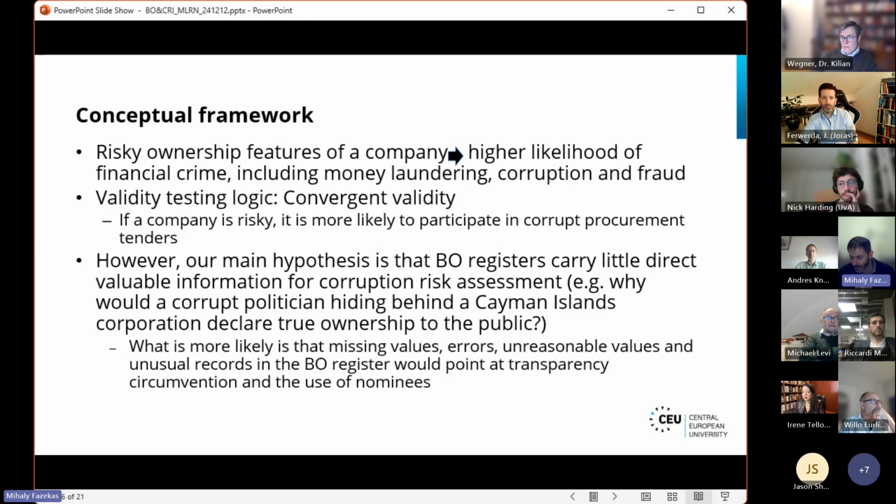So the logic we are trying to test here, or the mechanism or the relationship, is that if a company has risky beneficial ownership features, in principle, it should be more likely to engage in corruption and related crimes like fraud and others in public procurement. You can call it, in methods language, convergent validity, right?